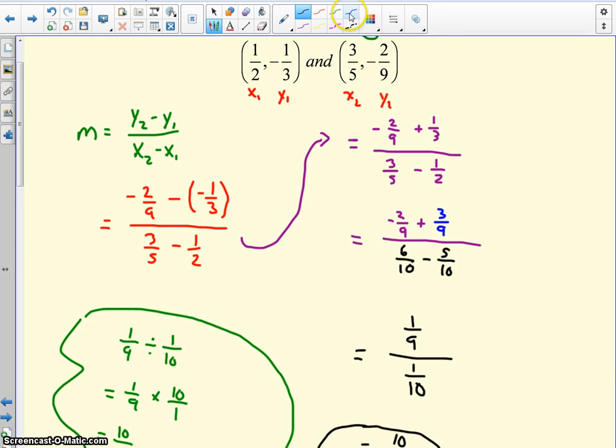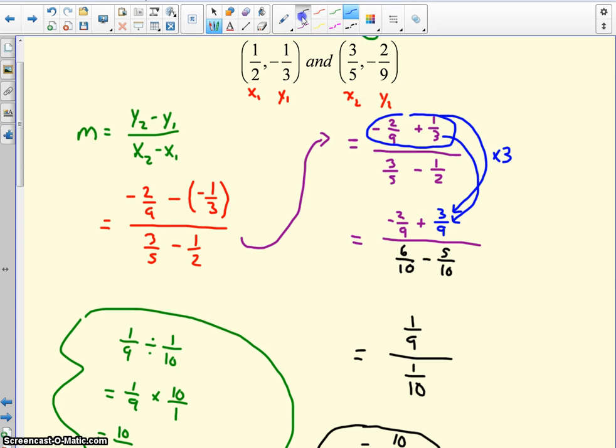Then I went about finding common denominators for both the fractions in the numerator and the fractions in the denominator. Between negative 2 over 9 and 1 over 3, my denominators are 9 and 3, so the lowest common denominator is 9. If I'm changing 1 over 3 to something over 9, if you remember correctly, to go from 3 to 9 I have to multiply by 3, so I do the same thing to the numerator as well. 1 times 3 gives me 3. So I get negative 2 over 9 plus 3 over 9.